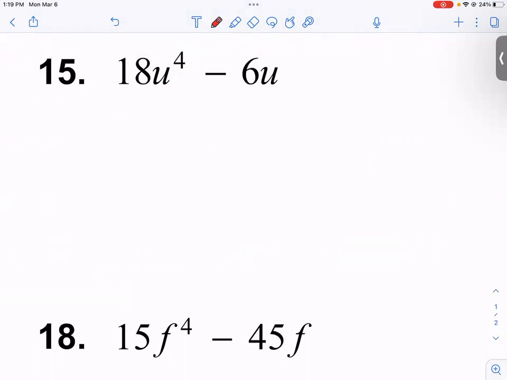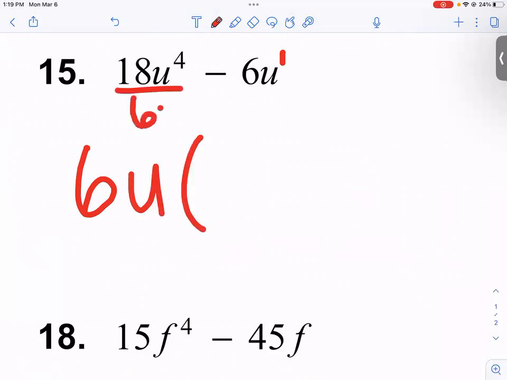Okay, let's look at these two terms. Let's look at the coefficients first. 18, 6. 6 can divide into both of them. Here I have u to the fourth, so that's u times u times u times u. And here I have u to the first. So just u to the first. Okay, now when we divide out 6u, our first term is going to be 3u cubed.